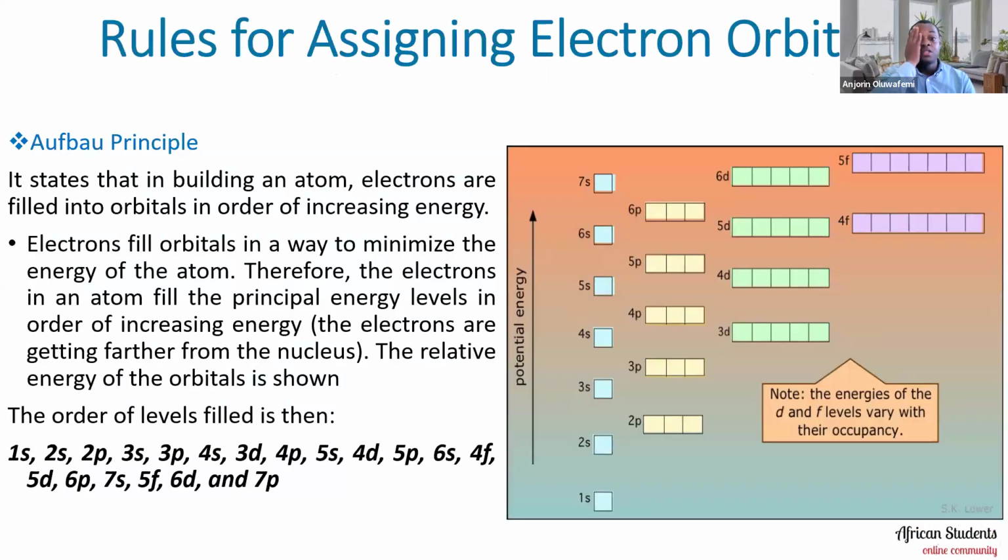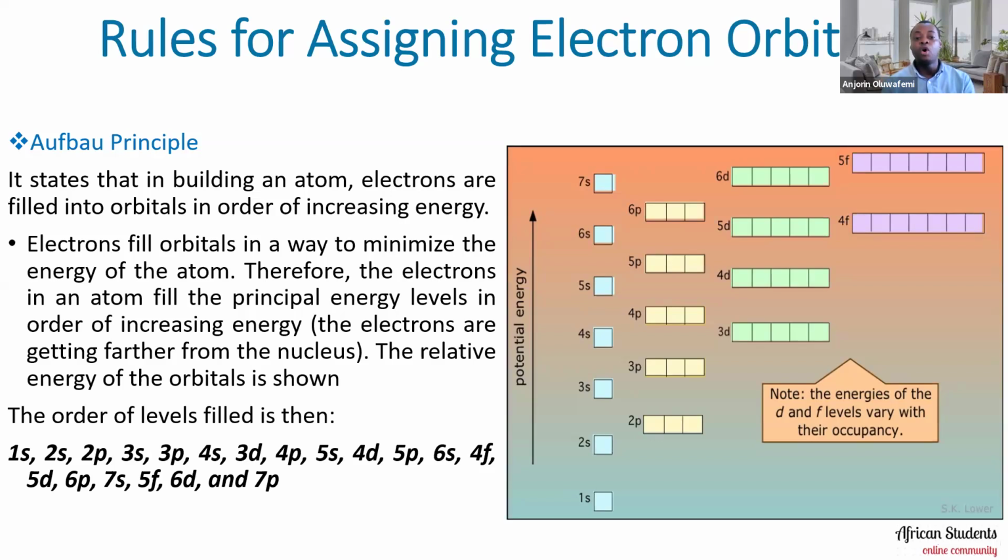Now, rules for assigning electron orbitals. We want to talk about the third rule now. It's called the Aufbau principle, and it states that in building an atom, electrons are filled into orbitals in order of increasing energy. So electrons fill orbitals in a way that minimizes the energy of the atom. Therefore, the electrons in an atom fill the principal energy levels in order of increasing energy. Now, the electrons are getting further from the nucleus.